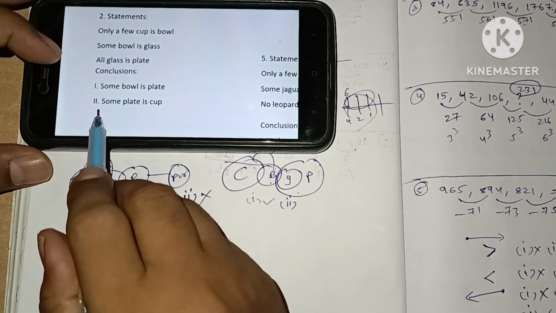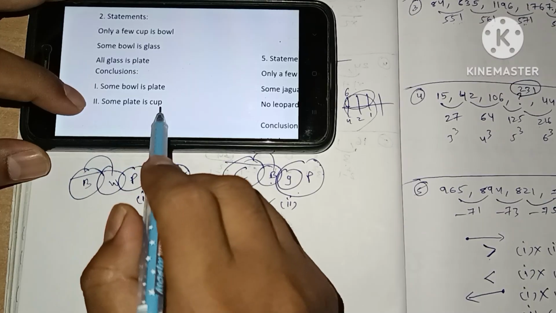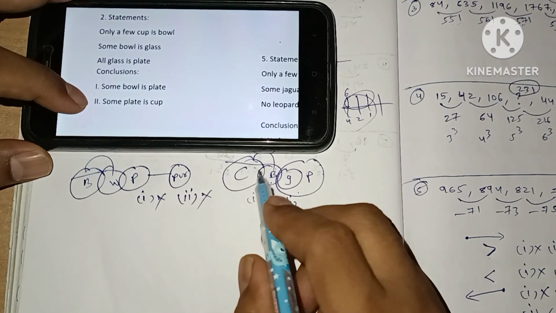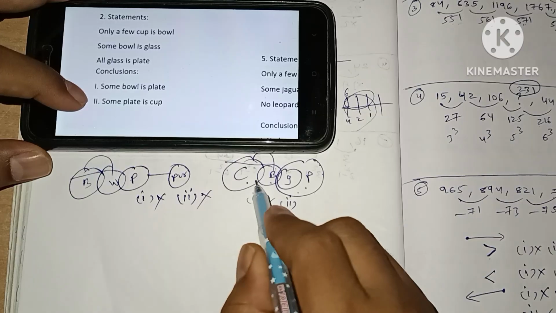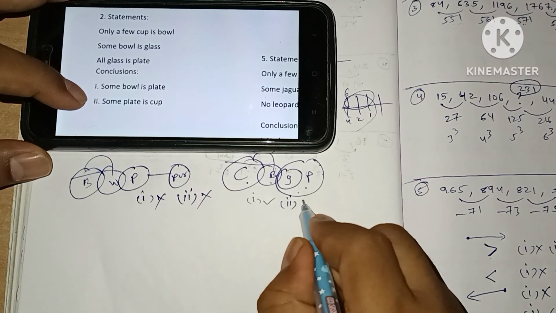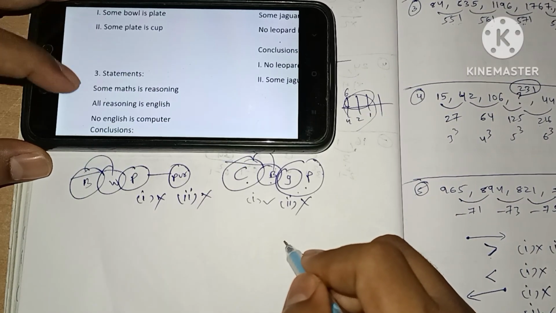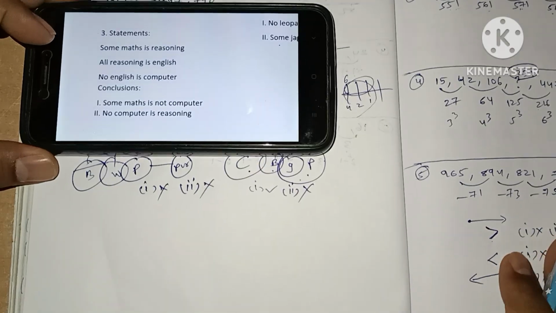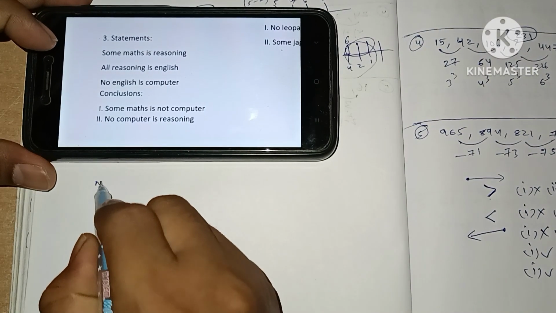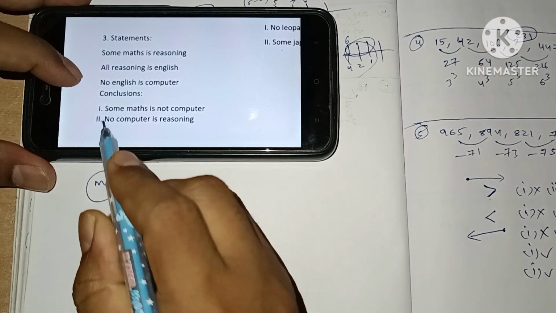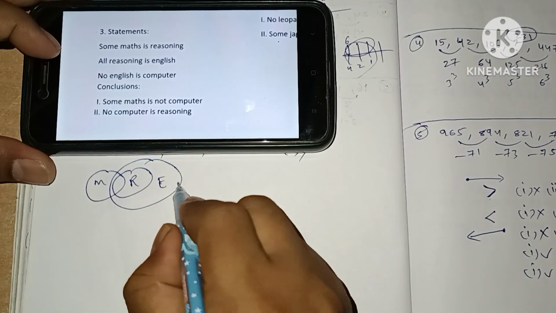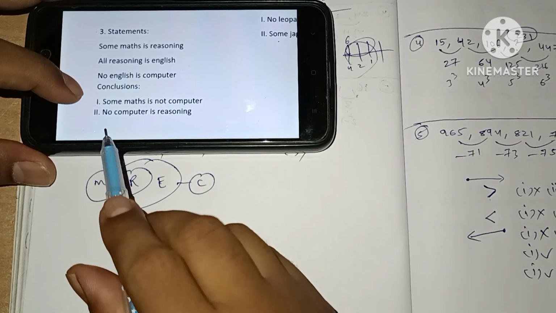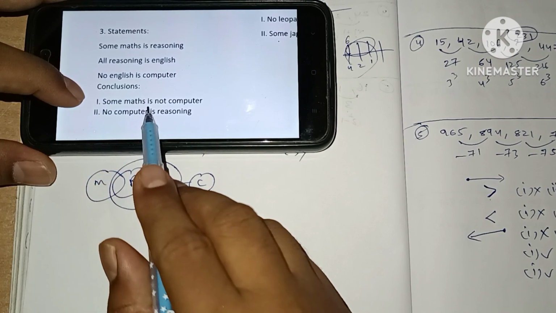Second conclusion. Some plate is cup. It is also a direct conclusion. We need to check cup and plate. This is cup and this is plate. There is no direct relation between these two in our basic Venn diagram. So this is false. Let's see question 3. Some maths is reasoning. All reasoning is English. No English is computer. So let's see conclusion. Some maths is not computer.